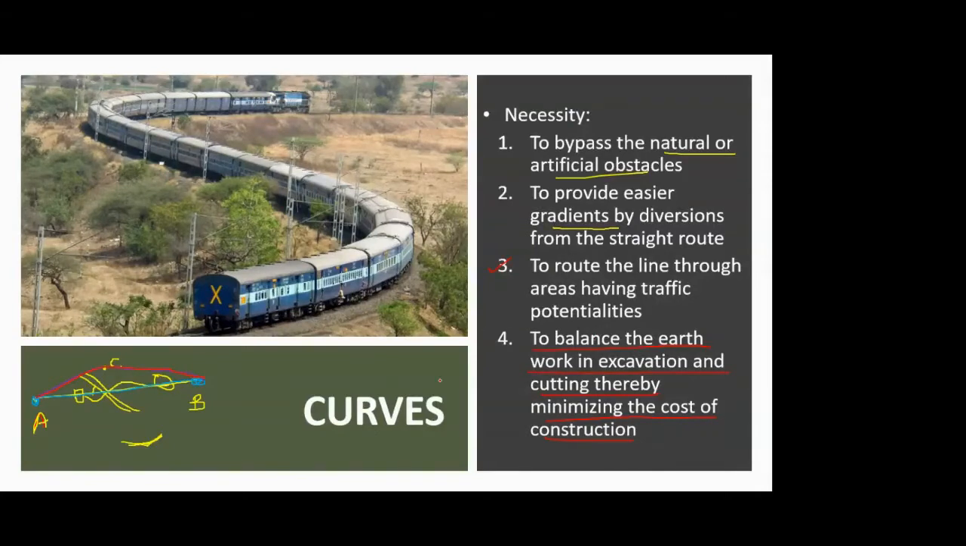So to balance the earthwork, we have seen that to balance earthwork, you provide gradients. So wherever gradient or change in gradients comes into picture, the curves also come into picture. So that's just going along with the gradient necessity, the fourth one. Okay, so in order to balance that, you require curves as well. So these are, in short, the necessity why we provide curves.